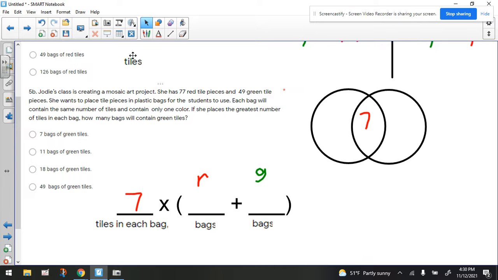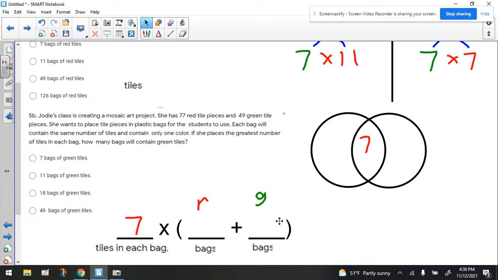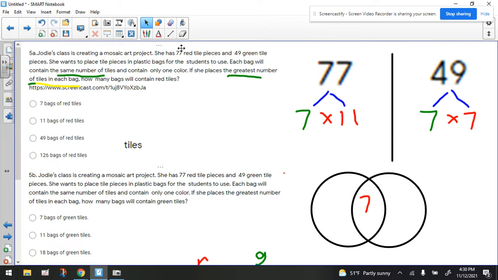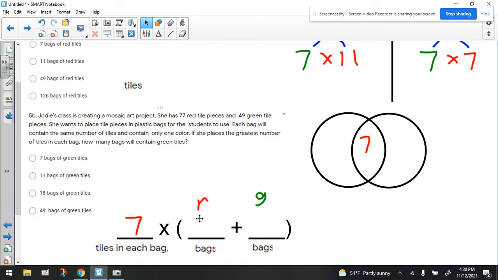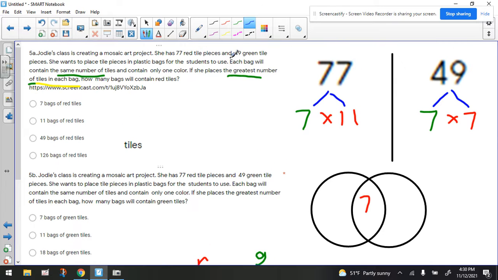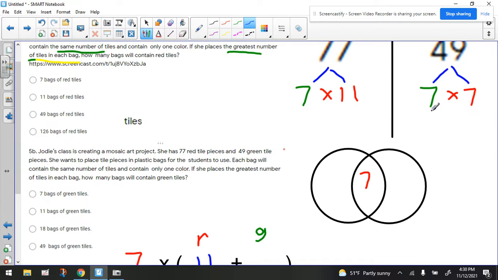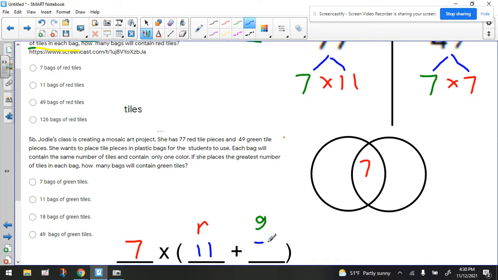All right, so now that we have everything appropriately labeled, let's go back and figure out what the missing values are. So what do we ask ourselves to get that? We say to ourselves, remember we have the 77 red tile pieces. So 7 times what equals 77? And the answer to that, of course, would be 11. We'll put 11 on the line. And then we have to ask ourselves, 7 times what would give us the 49 green tiles that we started out with? And of course, we already knew that that would be 7.